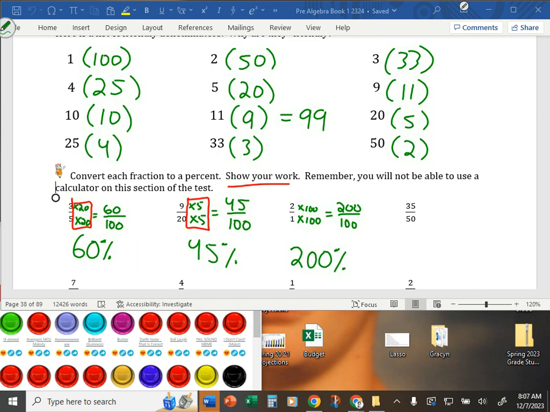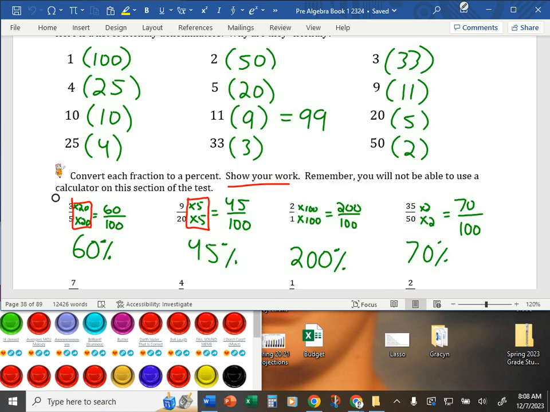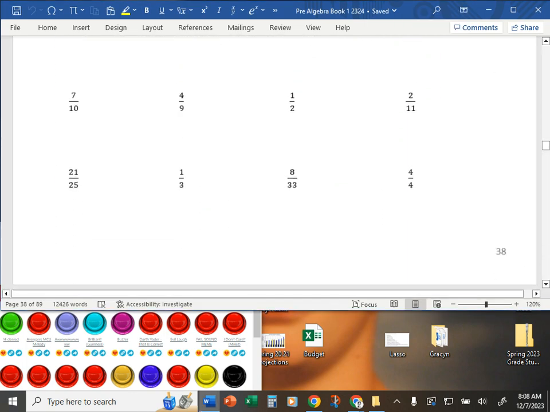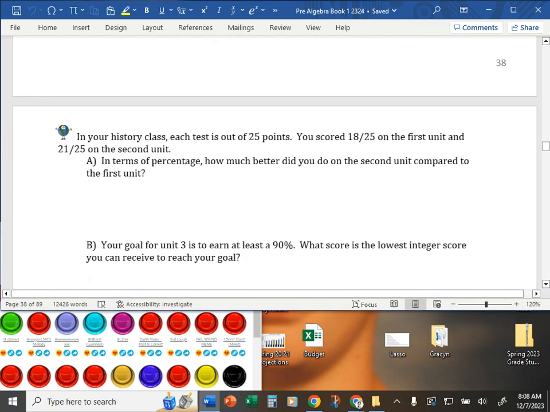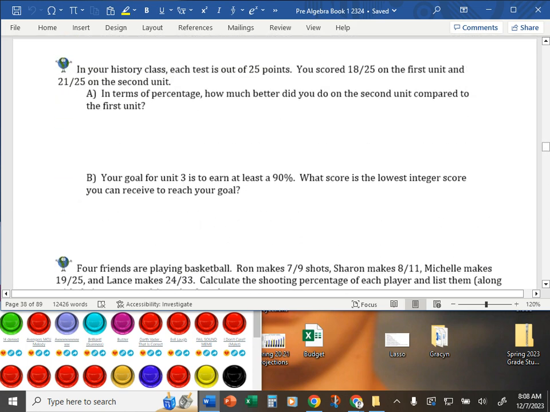35/50ths. What's our scale factor here? Matthew. Times 2. 50 by 2, right? Then you would get 70 over 100. What is our percentage, Matthew? 70%. Very good job. Okay. Any questions on this so far? Okay. Very good. Well, the rest of the page, you've got 8 more to do here. And then on the next page, you've got some word problems.